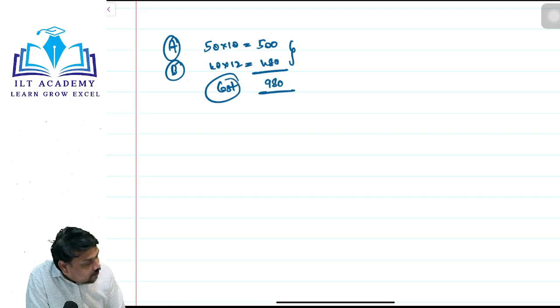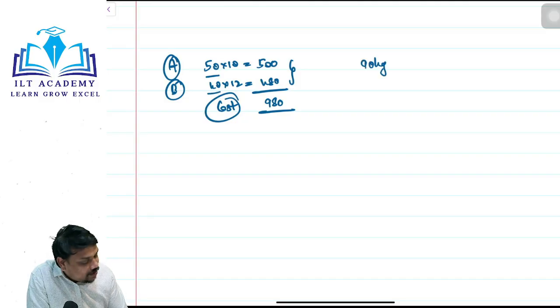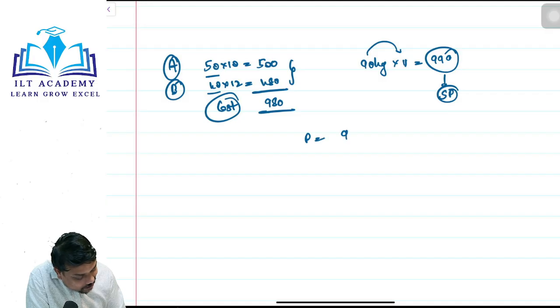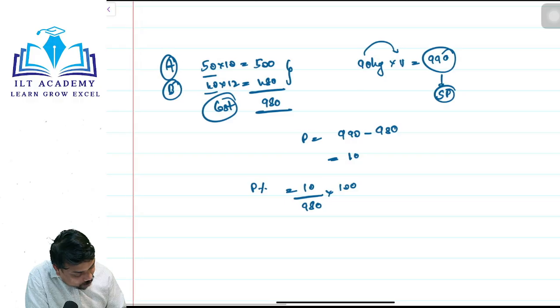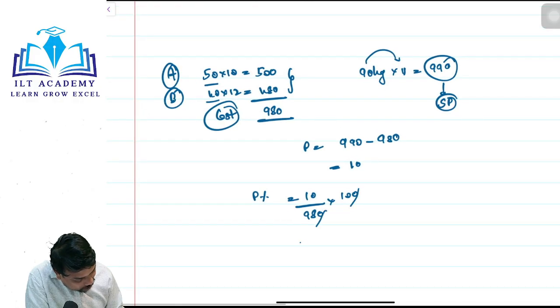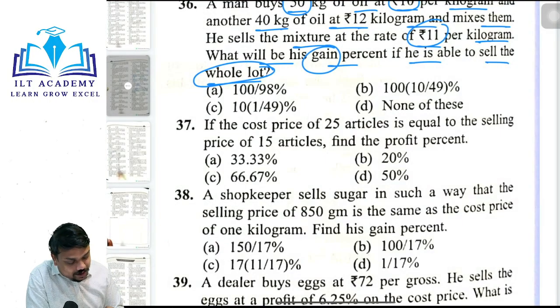इसमें कुछ डाउट है क्या? Now whole mixture, that is 50 plus 40 mix करे तो कितना आता आपको? 90 kgs. That he sold at what? 11. So 90 into 11 is what? 990. ये हो गया सेलिंग प्राइस. क्लियर? Now profit is nothing but what? 990 minus 980, which is 10. And profit percentage will be what? 10 divided by 980 into 100. This will be what? 0 0 cancel, which is 100 divided by 98%.